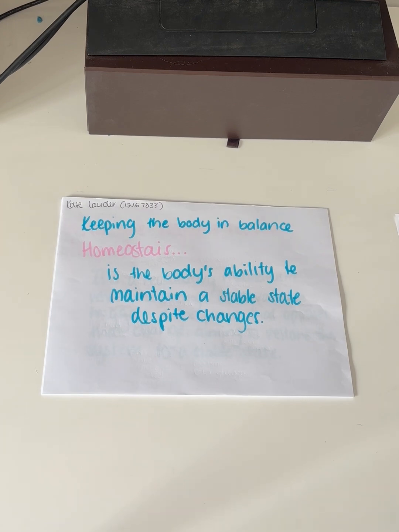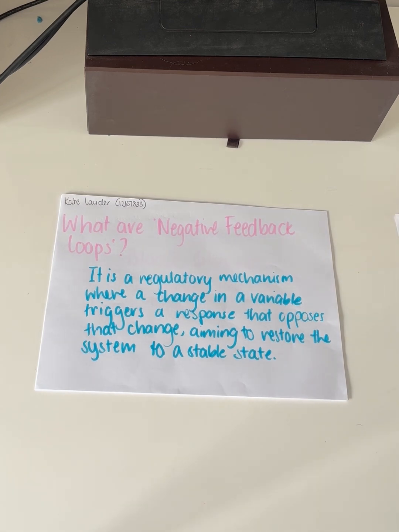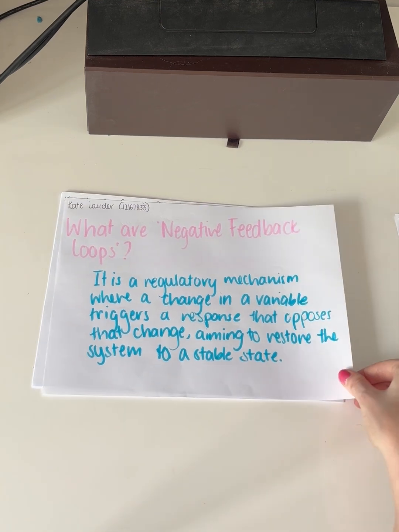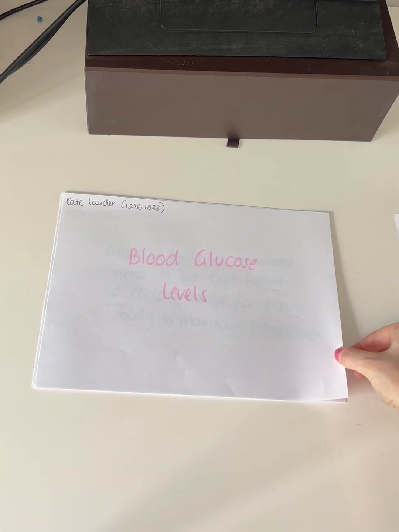Now, how does this work with feedback loops? Negative feedback loops, they are regulatory mechanisms where a change in a variable triggers a response that opposes that change, aiming to restore the system back to a stable state. So it's trying to go back to homeostasis. Now, how does this work with blood glucose levels? So here is an example of negative feedback loops.